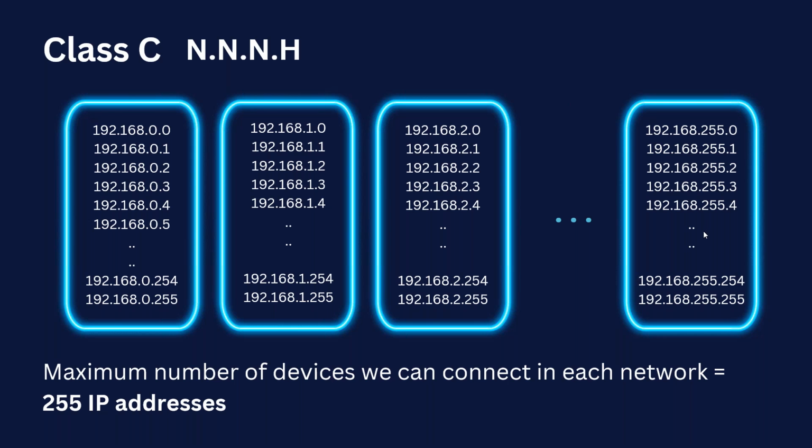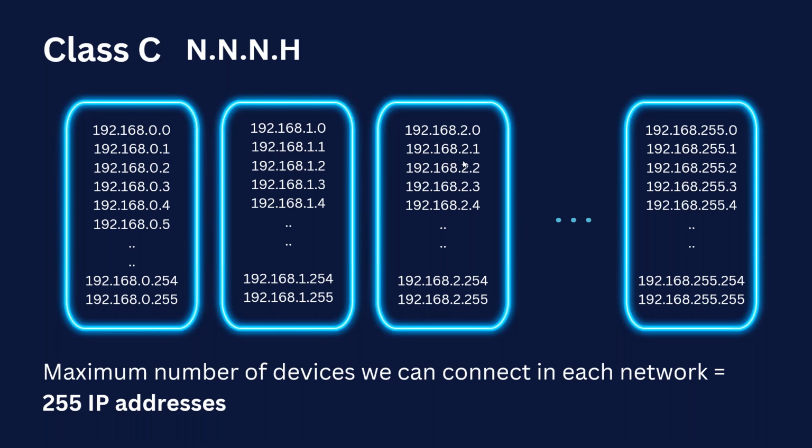Yeah. So basically, our home router will have this type of IP addressing. Exactly. Your router might get the first IP, 192.168.0.1, and the remaining IPs can be assigned to other devices in your network. So you can connect another 254 devices.